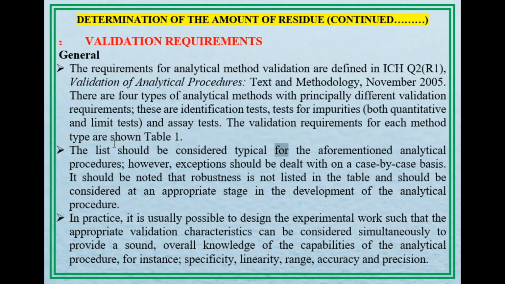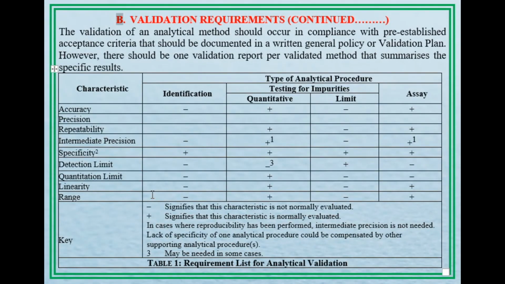The list should be considered typical for the aforementioned analytical procedures. However, exceptions should be dealt with on a case-by-case basis. It should be noted that robustness is not listed in the table and should be considered at an appropriate stage in the development of the analytical procedure. In practice, it is usually possible to design the experimental work such that the appropriate validation characteristics can be considered simultaneously to provide a sound, overall knowledge of the capabilities of the analytical procedure, for instance, specificity, linearity, range, accuracy and precision.